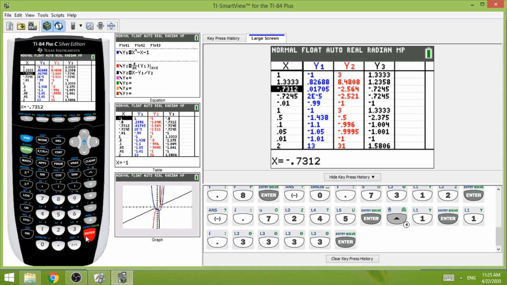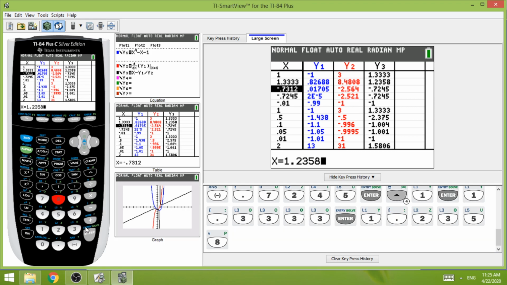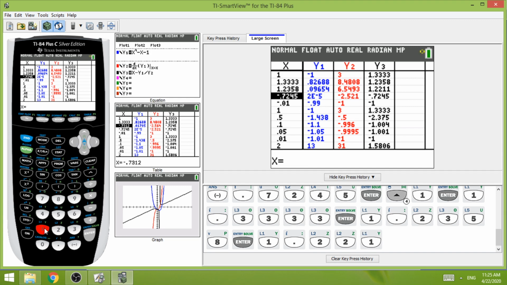And then we got 1.2358. Okay, 1.2358. And now this one's getting very close, so it's 1.2211. Keep doing that, 1.2211.